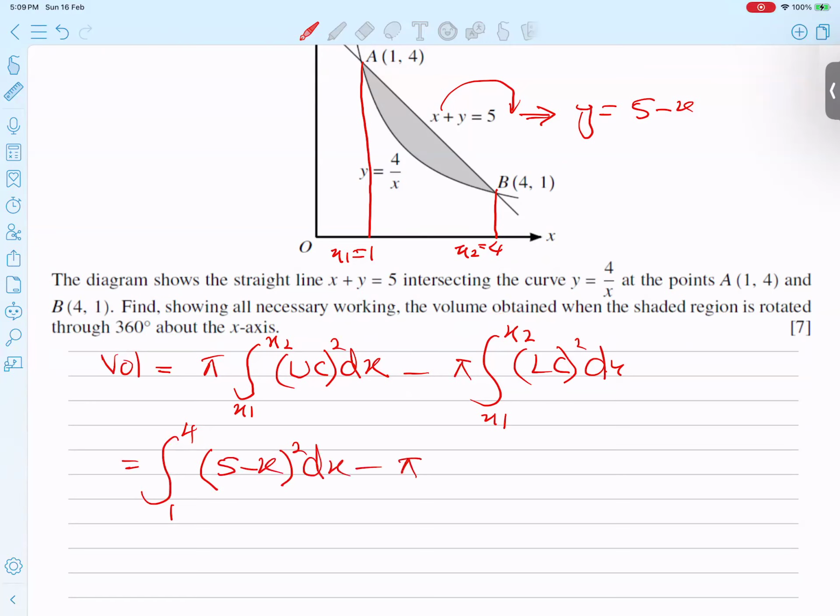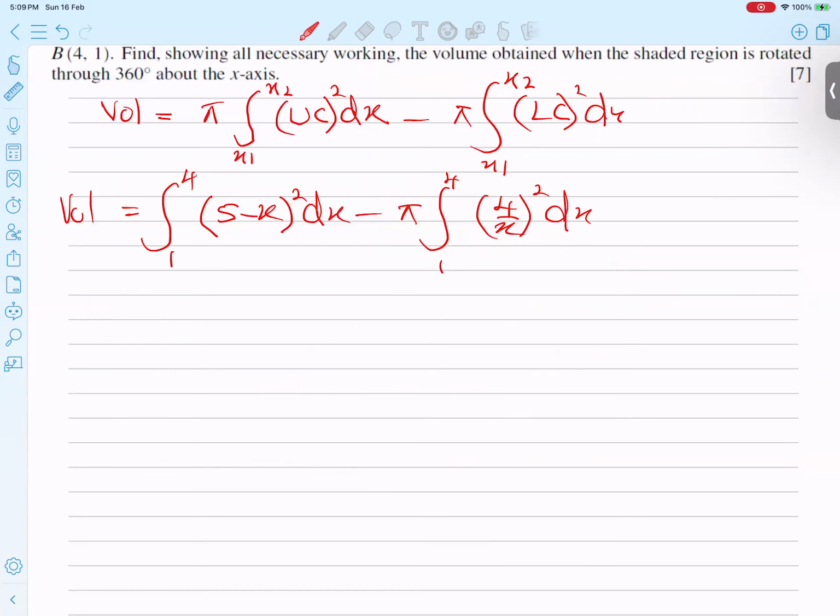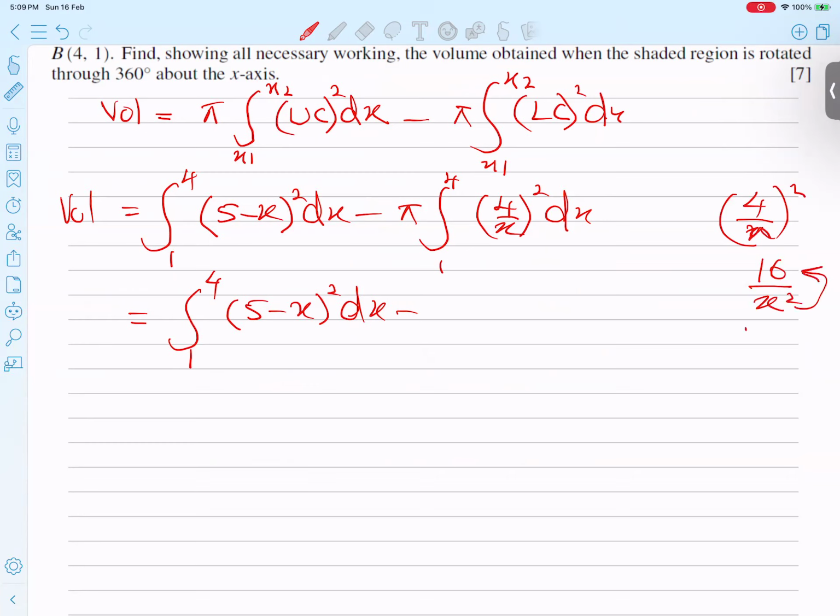And in the same way, we have the equation of the lower curve. If I take the square of that, it means (4 over x) squared dx, and the limit is 1 to 4. So I believe this part is very clear. Let me recheck 5 minus x. Yeah, correct. Now, can we do integration directly? Here I can do it directly, no problem: 1 to 4, (5 minus x) to power 2. And here is the square of 4 over x. If I expand it, I get 16 over x squared, and I bring it up to get this form. So the 16 you can write inside or outside the integral sign, no problem at all.